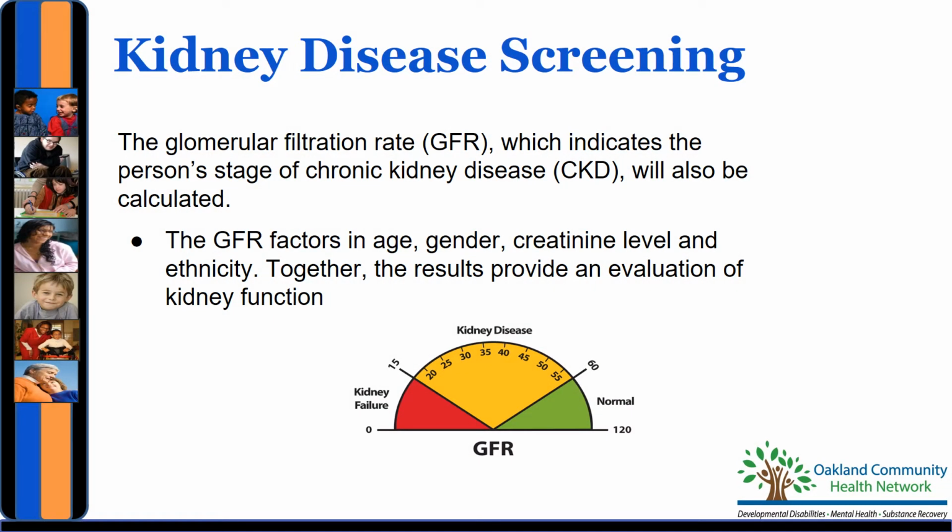The glomerular filtration rate, which indicates the person's stage of chronic kidney disease, will also be calculated. The GFR factors in age, gender, creatinine level, and ethnicity. Together, the results provide an evaluation of kidney function.